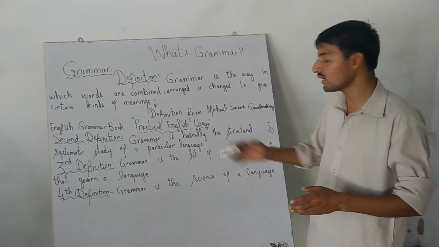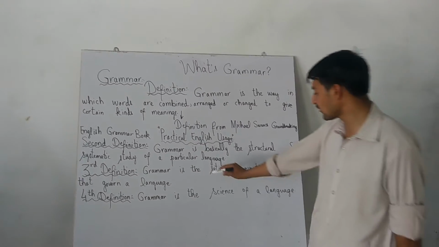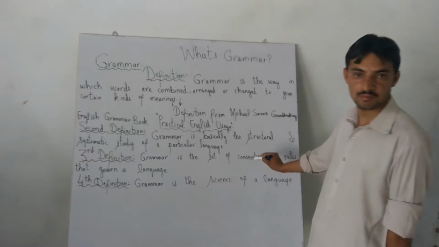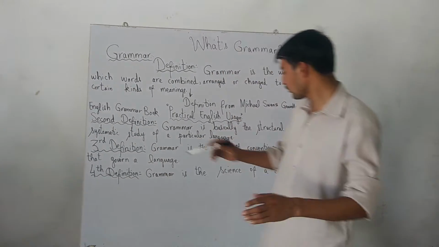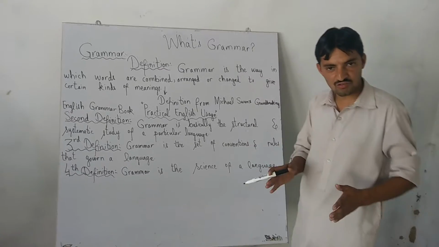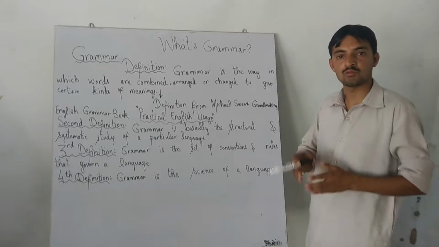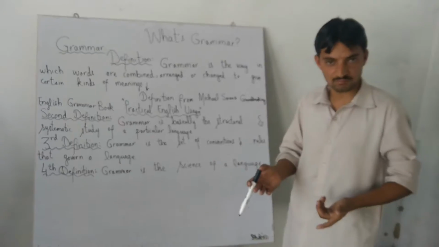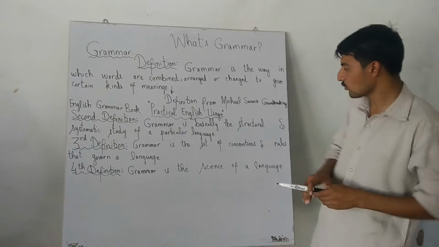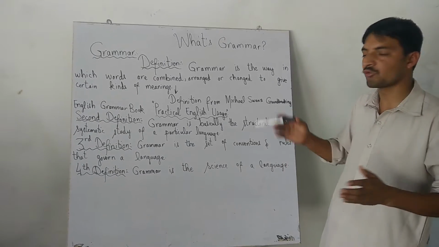Moving on to the third definition: grammar is the set of conventions and rules that govern a language. These are very important conventions, rules and regulations with the help of which the whole system of the language is governed and based. So that was the third definition of grammar.